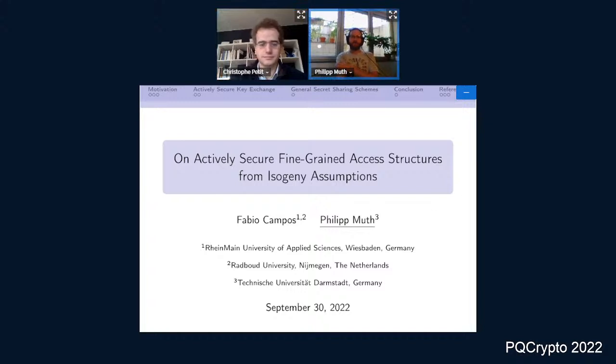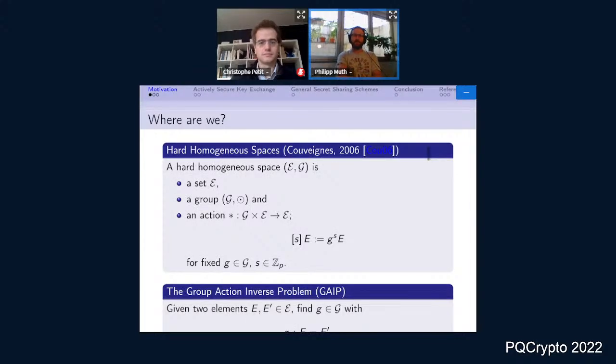Thank you for the introduction. We will, in the next few minutes, discuss our work on actively secure fine-grained access structures from isogeny assumptions, and this was joint work with Fabio Campos. Let us first set the stage.